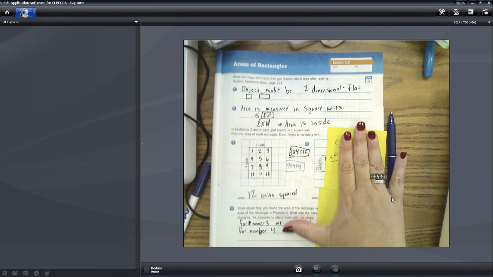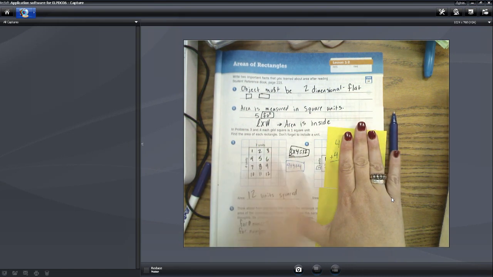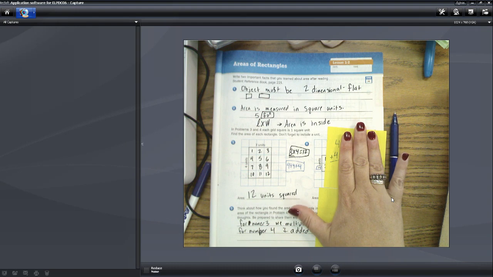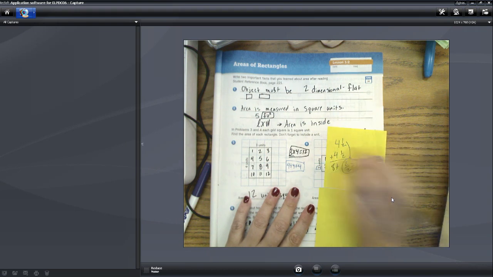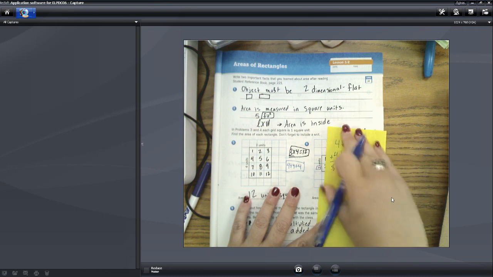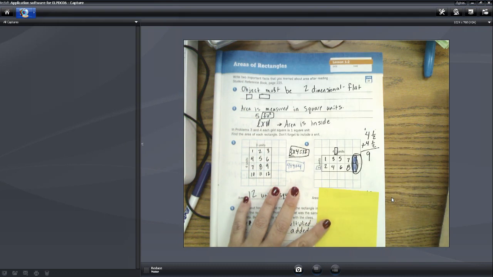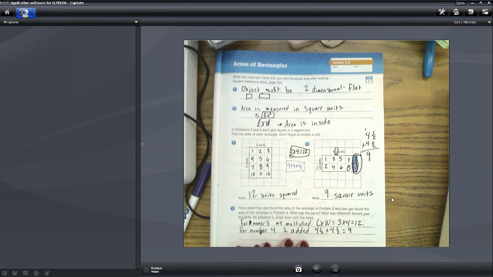Then I'm going to look at this number. 4 plus 4. What's 4 plus 4? 8. You're right. It should be 8. And then I'm going to add the answers together. So 8 plus 1 equals 9. So your answer for this problem should be 9 units squared, 9 square units.